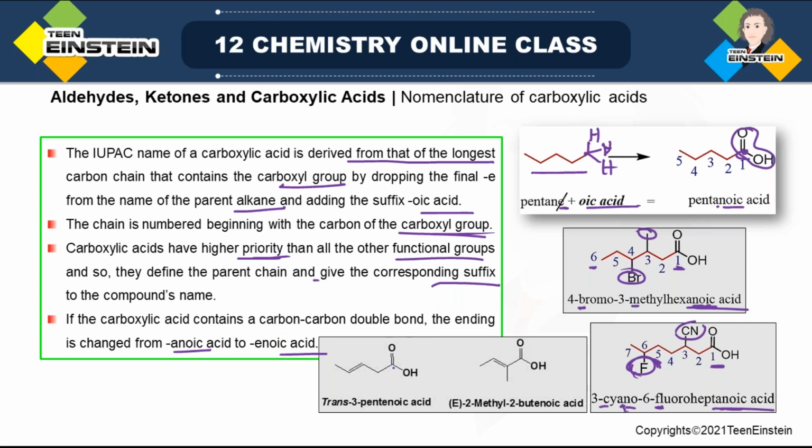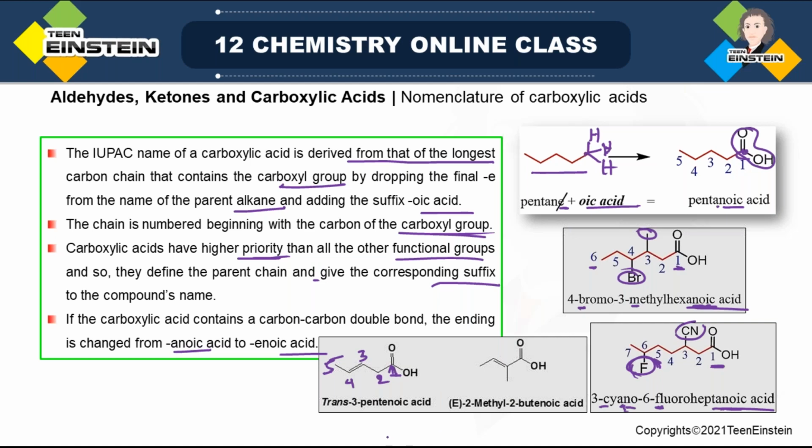So here the longest chain is 1, 2, 3, 4, 5. But at 3 position there is a double bond present, and it is also trans. When there is a CC double bond, the question of cis-trans or E-Z arises. So we have mentioned it as trans. Then 3-pentenoic acid. If you do not mention 3, then simply looking at the name pentenoic acid, suppose the structure is not given, and I say it is trans-pentenoic acid, it doesn't make any sense. How will we understand the position of the CC double bond? So the position of the CC double bond must be mentioned. If I write trans-3-pentenoic acid, now you can draw the structure.